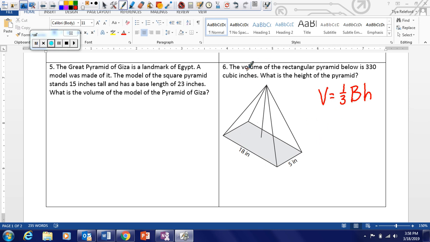And then you're going to fill in what you know. You know that the volume is 330. You know 1/3 stays the same. Do you know capital B? Well, B stands for area of the base, so let's shade in the base and find the area. What shape is the base? So we have a rectangle. So you need area formula for a rectangle. And you have 18 and 5.